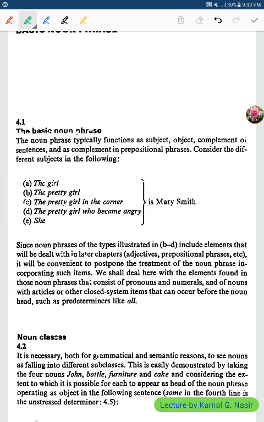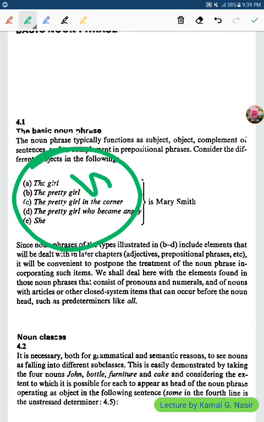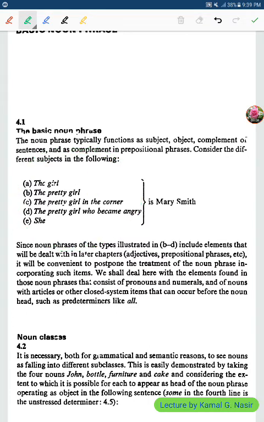The pretty girl also who became angry. This is also another noun phrase. She is also a noun phrase made of what? Then the noun phrase or the subject, what is the job of these noun phrases here? They are subjects, all of them, you see, all of them subjects.